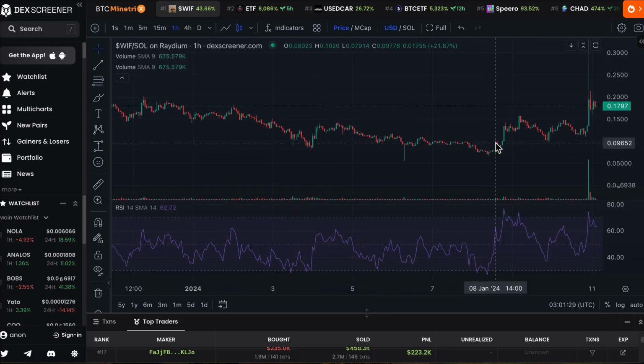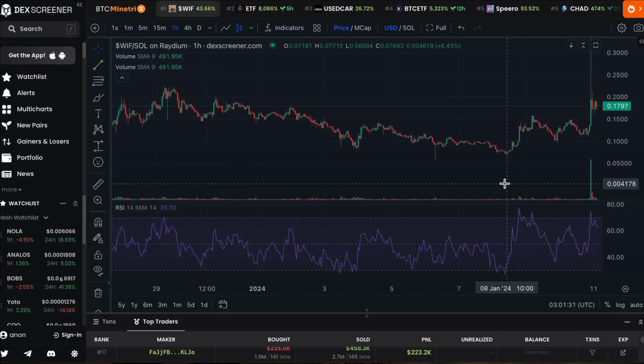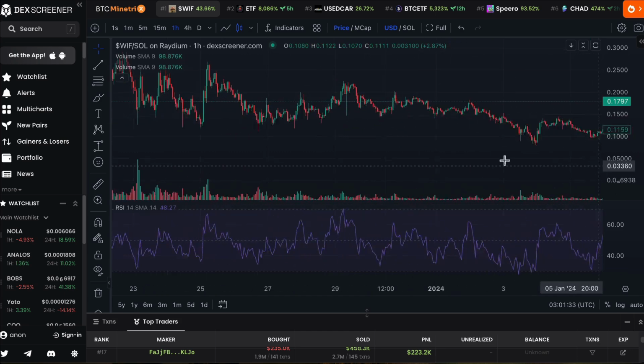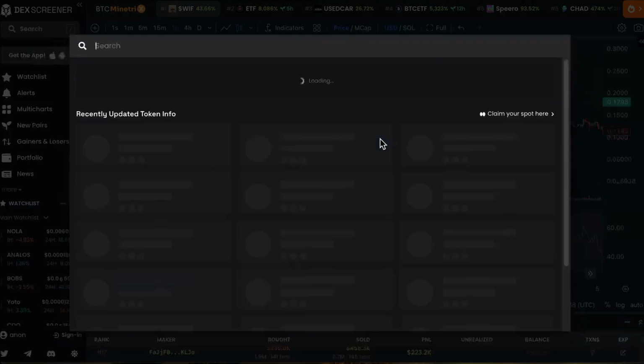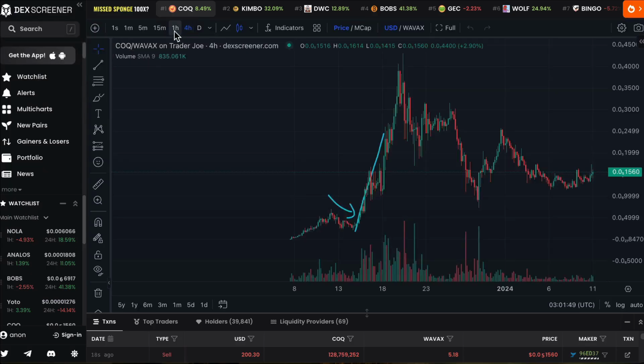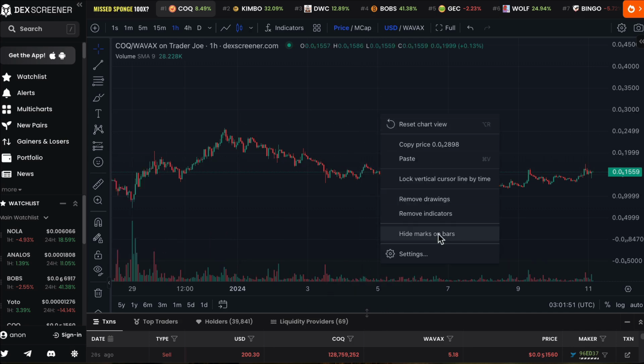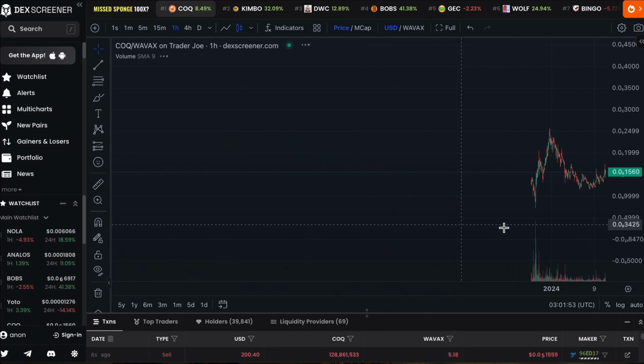Let's have a look at a couple of other charts, a couple of other coins, and let's just see how they've moved. So we'll start with a popular one first. You may have heard of, on Avalanche, Cock Inu. So let's type that one in here. Same thing here now. So I'll get on an hourly chart, remove all my drawings, scroll to the beginning.